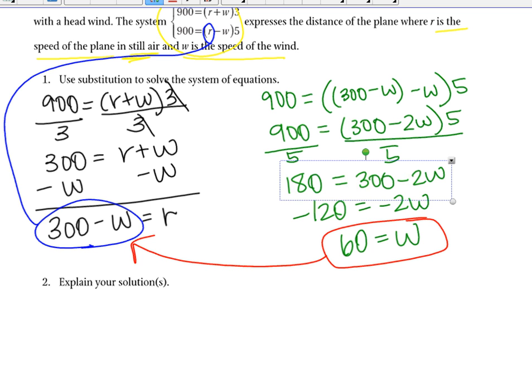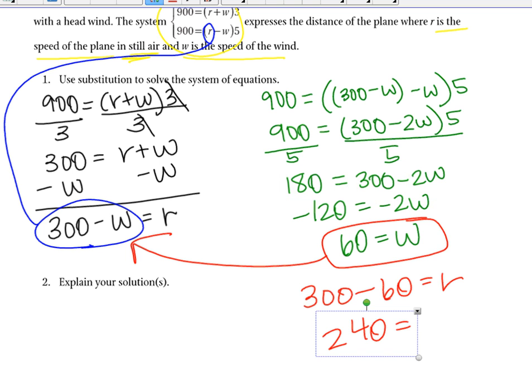I'm going to use it over here to find out what r is, because I said 300 minus w is the same thing as r. So now 300 minus 60 equals r, so that's 240 is r.